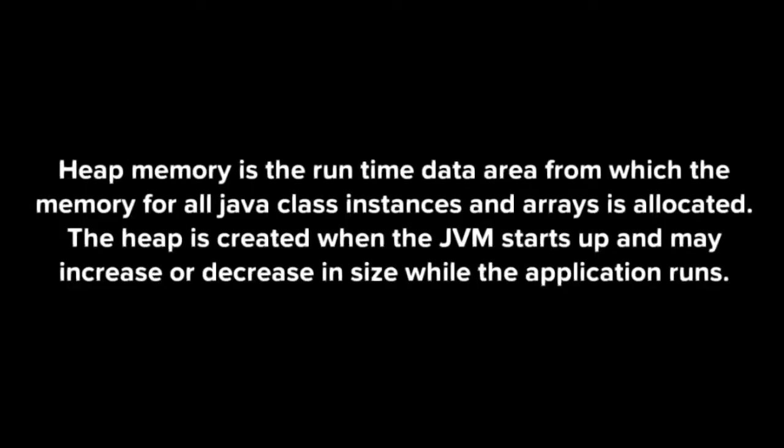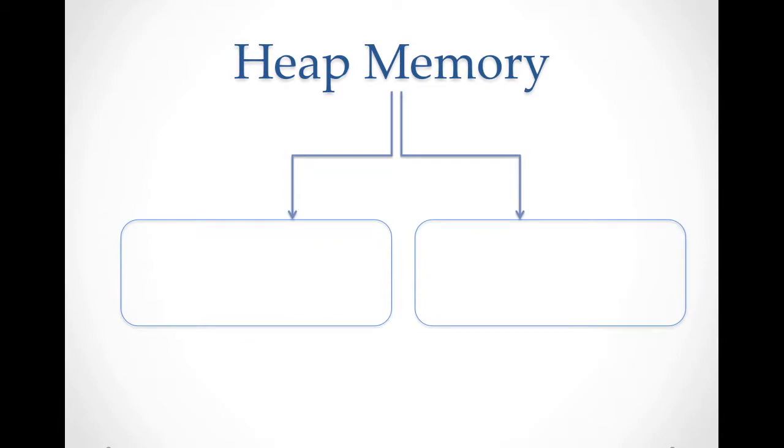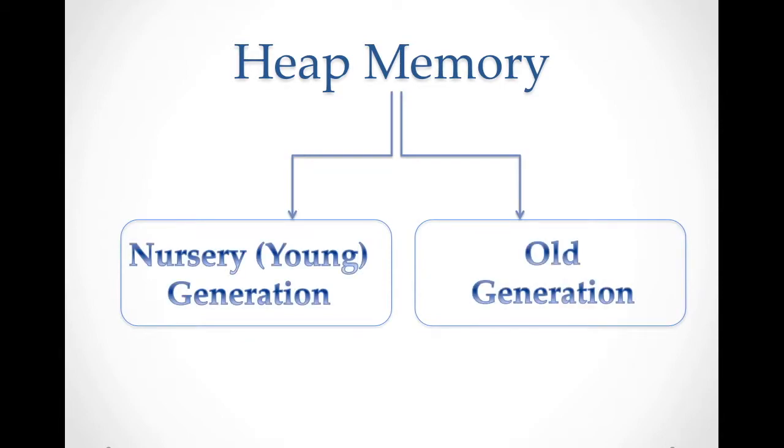Heap memory is the runtime data area from which the memory for all Java class instances and arrays is allocated. The heap is created when the JVM starts up and may increase or decrease in size while the application runs. JVM heap memory is physically divided into 2 parts, nursery or young generation and old generation.